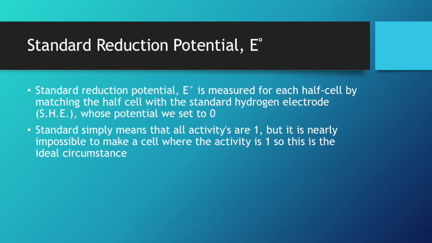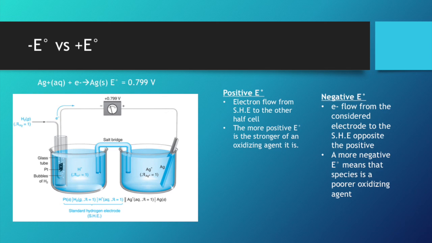But as we all know, it is almost impossible to make a cell where the activity is 1. So this is considered the ideal circumstances. When the standard reduction potential is calculated, you'll get a number that's either positive or negative, as with any number. When E naught is positive, this means that the electron flow from the standard hydrogen electrode to the other half cell is flowing as normal. The more positive this E naught is, the stronger of an oxidizing agent that species is.